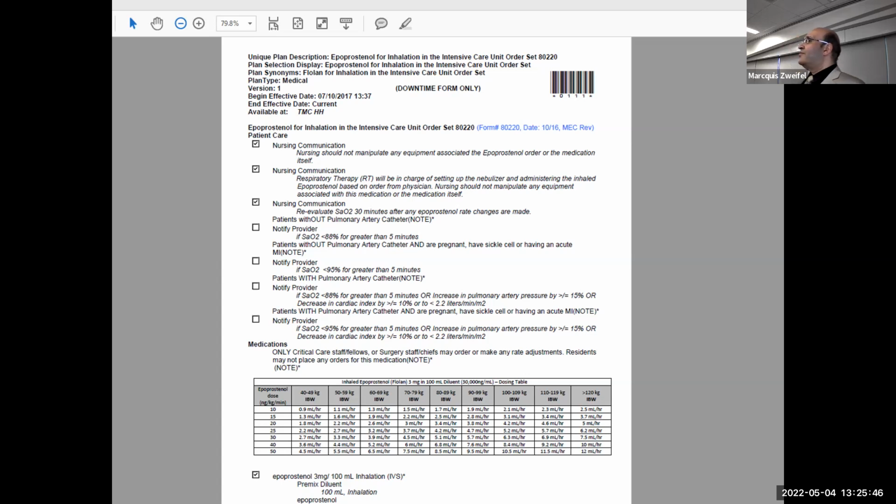Important thing when you order the Flolan and you want to change the rate: you have to change the rate in the order set, but you have to communicate with RT that you are changing the rate up or down. First time we used the Flolan, we didn't know that the changing order doesn't go to the RT who changed the rate of the syringe.